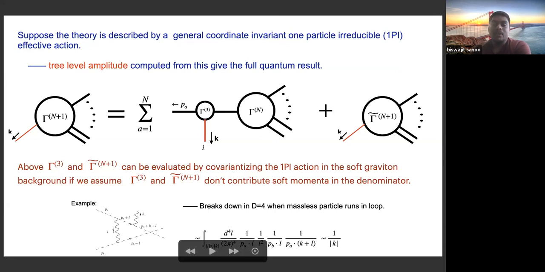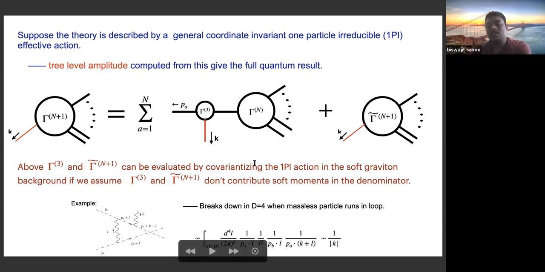And then what we have to do is find out what this 3-point vertex gamma 3 is and what this gamma tilde is. And it can be shown that, up to some order in the expansion in omega, these can be derived just by covariantizing the one particle irreducible effective action in the soft graviton background. But for that, one has to assume that gamma 3 and gamma tilde should not contain any power of soft momenta in the denominator. In a sense, 1 over omega terms cannot contribute. This is also what we assume for a local quantum field theory, but this may not be true for a general one particle irreducible effective action.